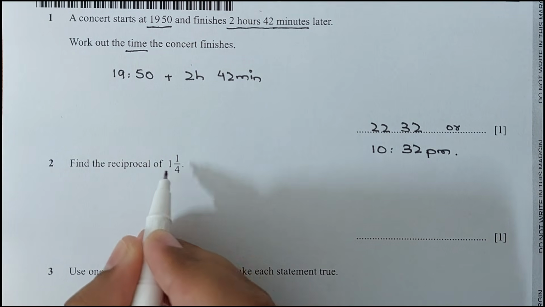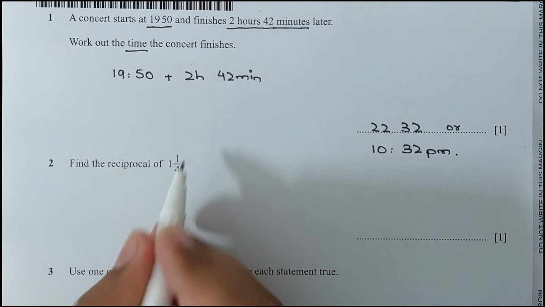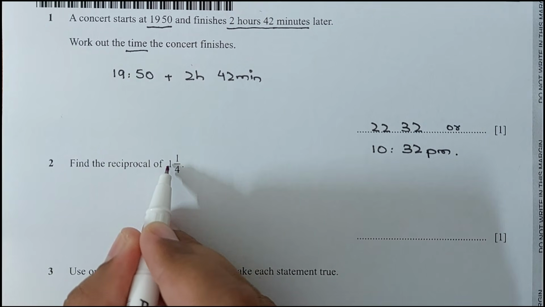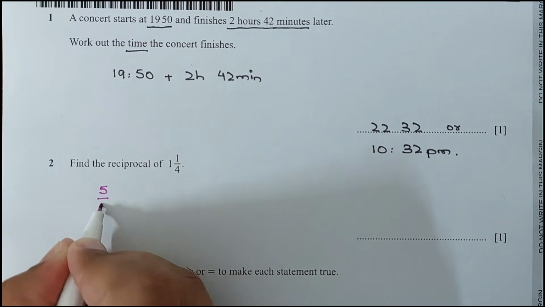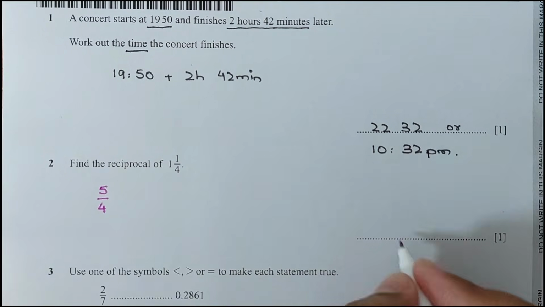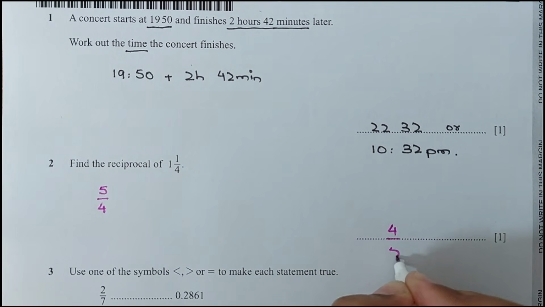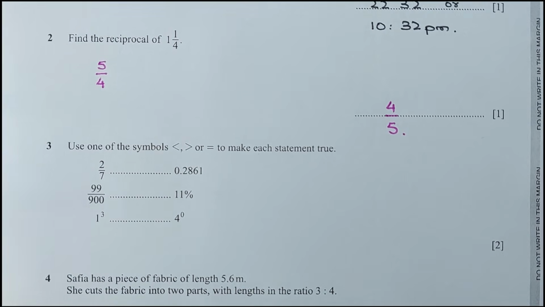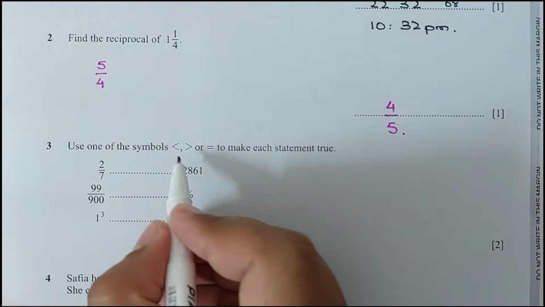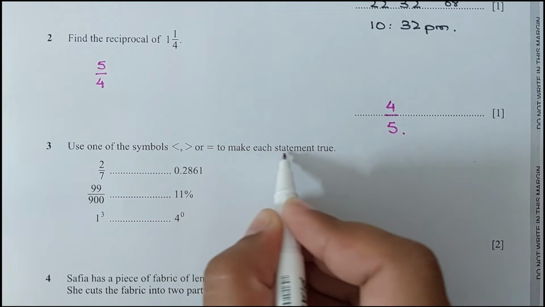So first we have to convert the mixed number into an improper fraction. So 1 by 4 is 4 times 1 is 4 plus 1 is 5. So this would be 5 out of 4. So the reciprocal of 5 out of 4 is 4 by 5. That is the reciprocal. Question number 3, use one of the symbols less, greater or equal to make each statement true.